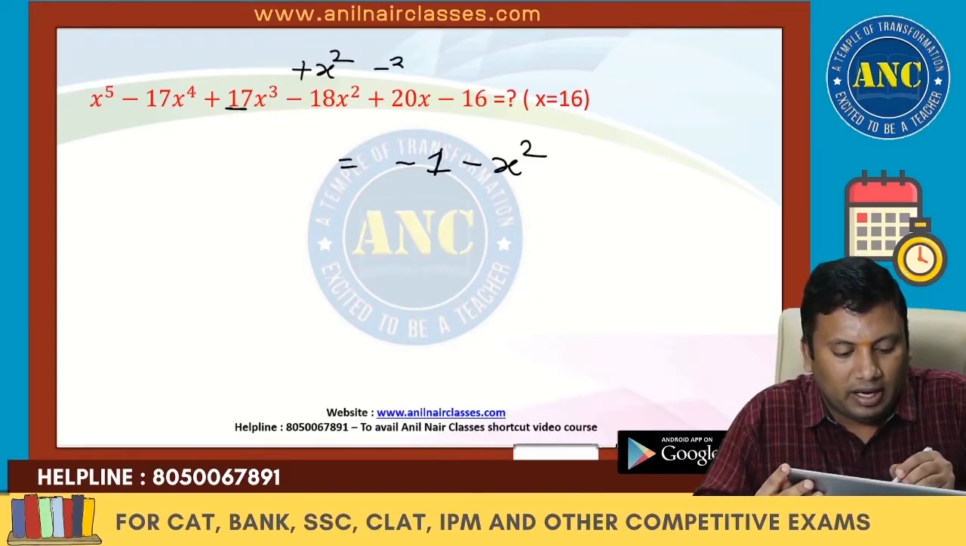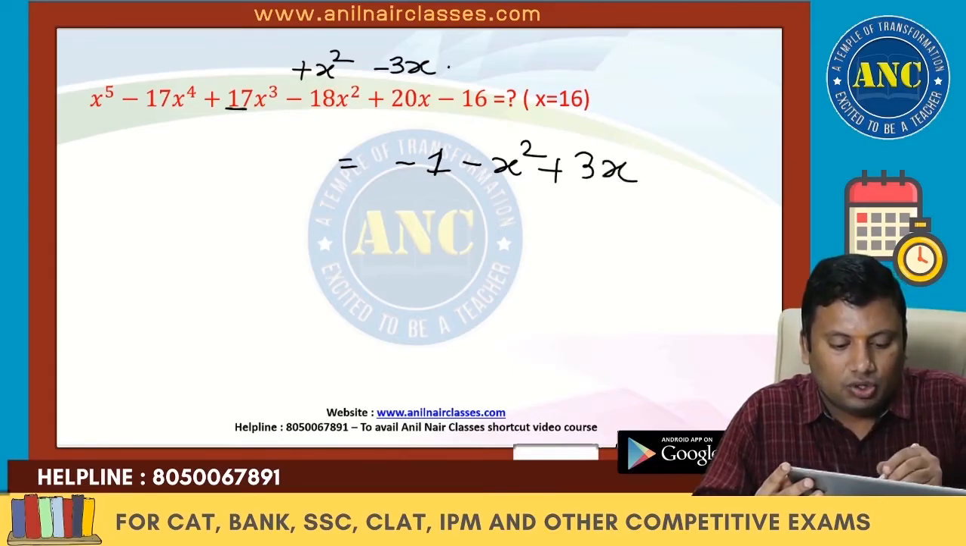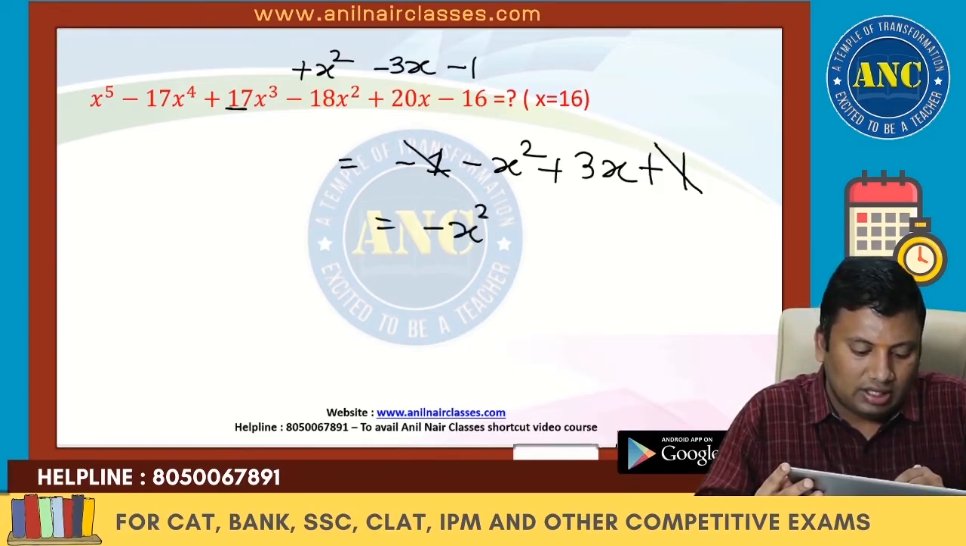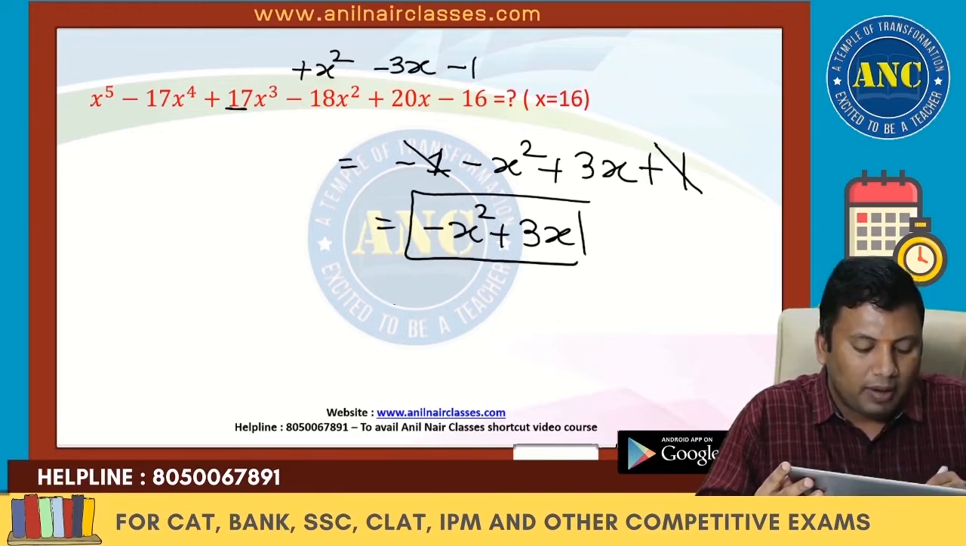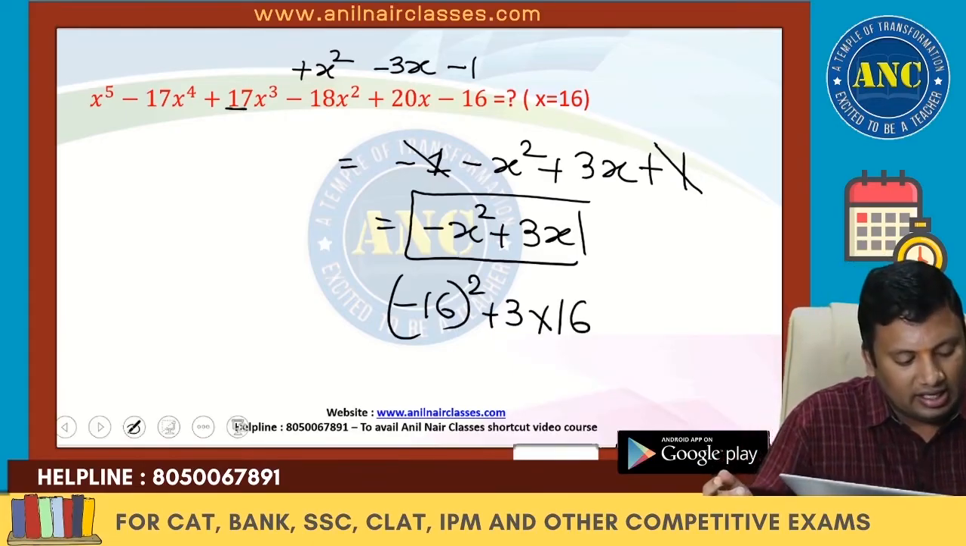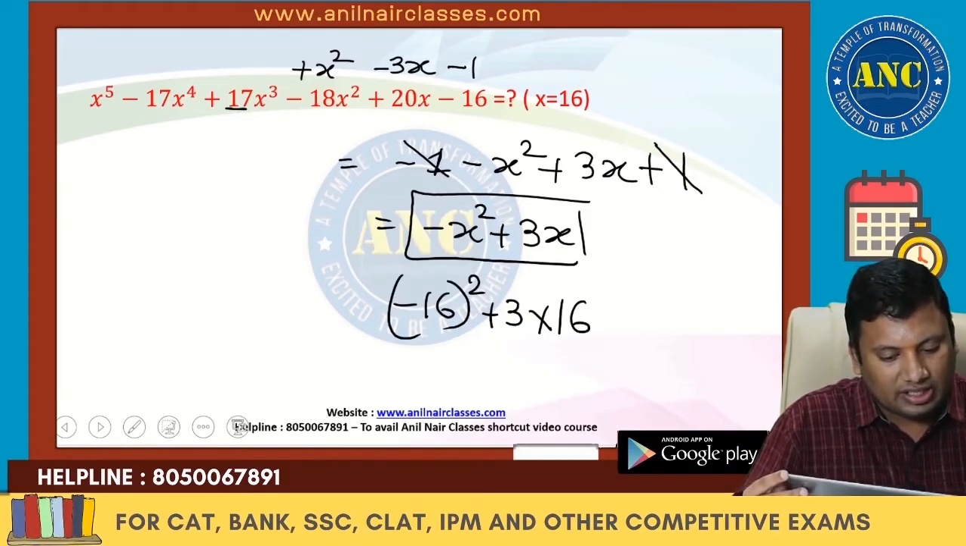It will be minus 3x, so it should be plus 3x. It should be minus 1, so it should be plus 1. Plus 1 minus 1 cancel. So it is nothing but minus x square plus 3x. The answer is minus x square plus 3x. Minus 16 square plus 3 into 16. The idea is clear, right? Next one. It's very easy if you understand it.